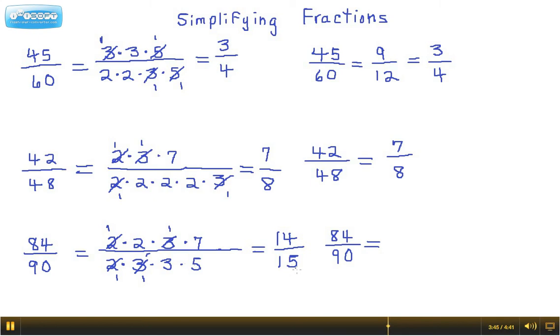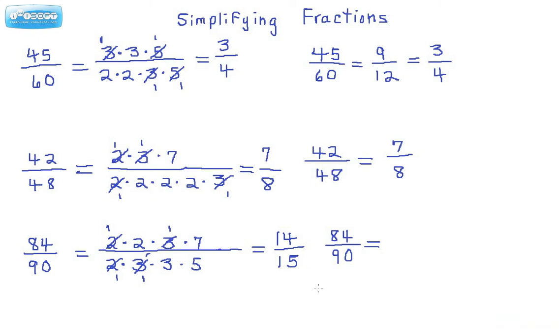But again, using the same fraction, I'm going to do a different method. So I want to find numbers that go into both 84 and 90. And I know that 2 goes into 84 42 times, and 2 goes into 90 45 times. But this can still be reduced because 3 goes into 42 14 times, and 3 goes into 45 15 times.